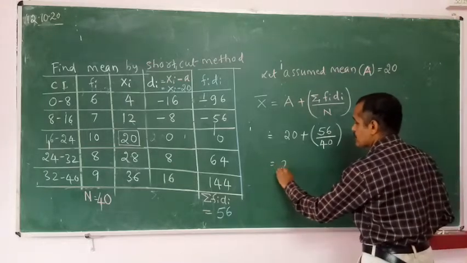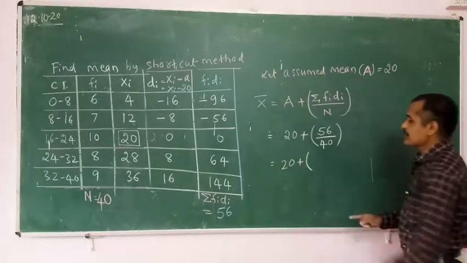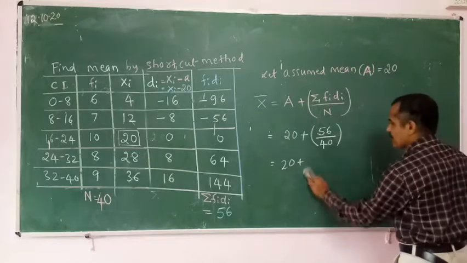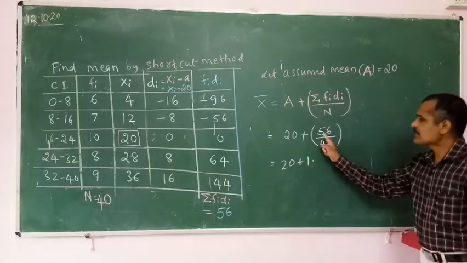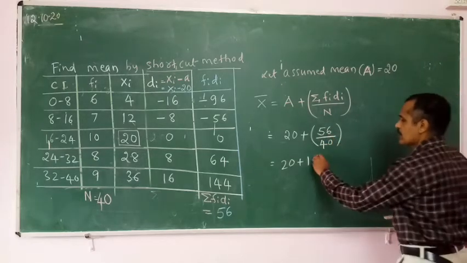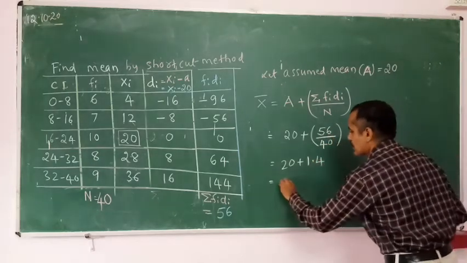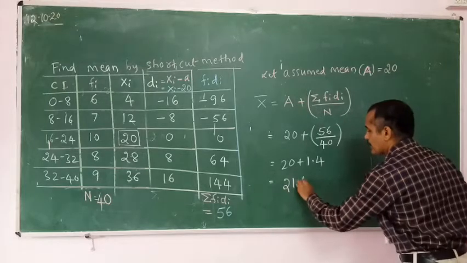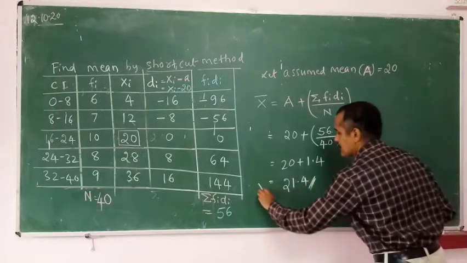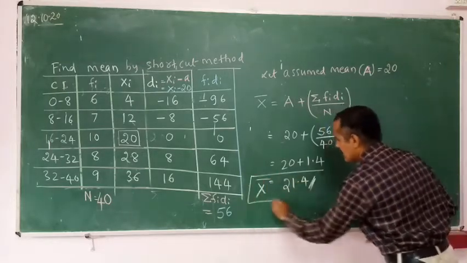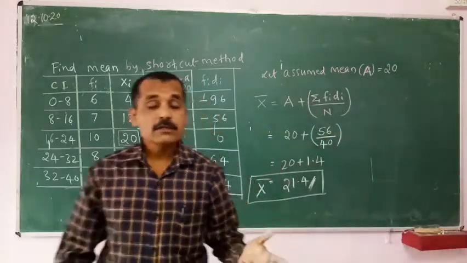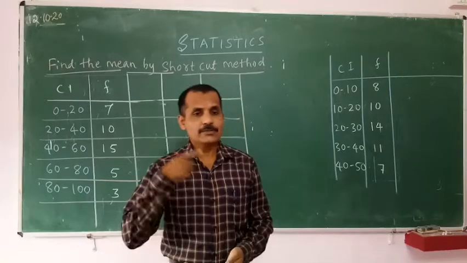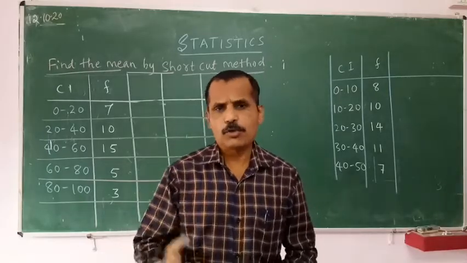It is 20 plus 40 divided by 40, or simply you can divide. 40 ones are 40, 16 remains 160. So the answer is 21.4, the arithmetic mean, and we have proved that by this method also we are getting the same answer. Okay students, let us go for 2 more problems.